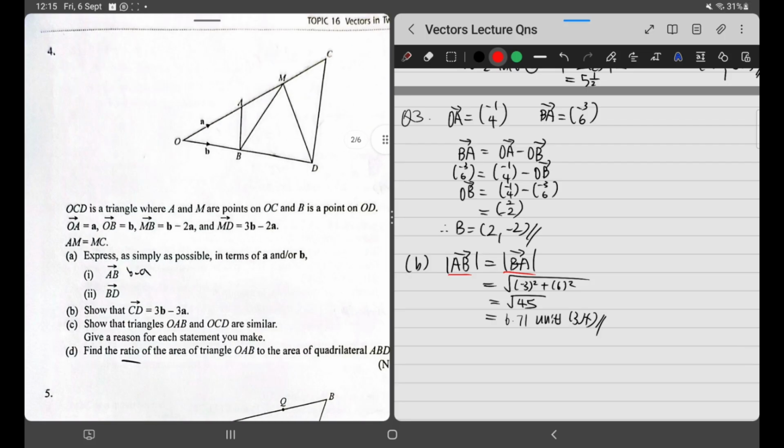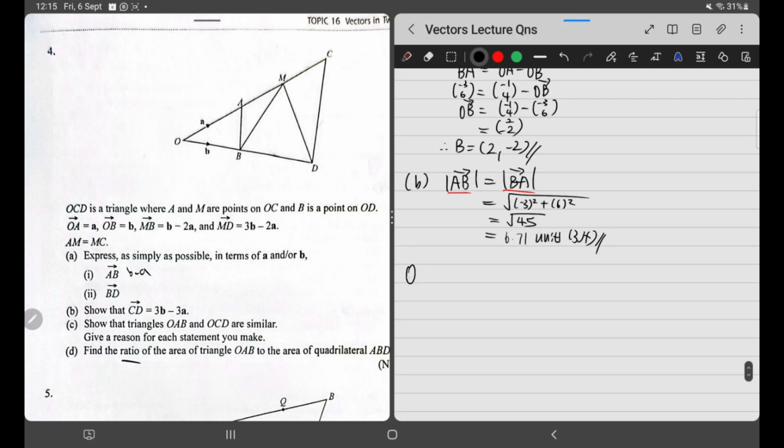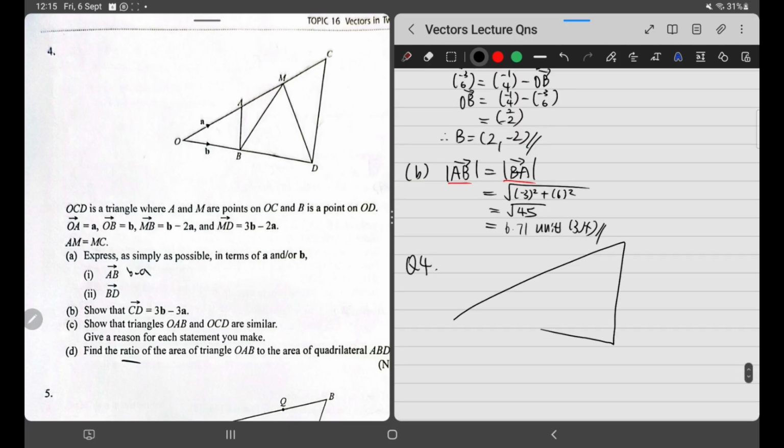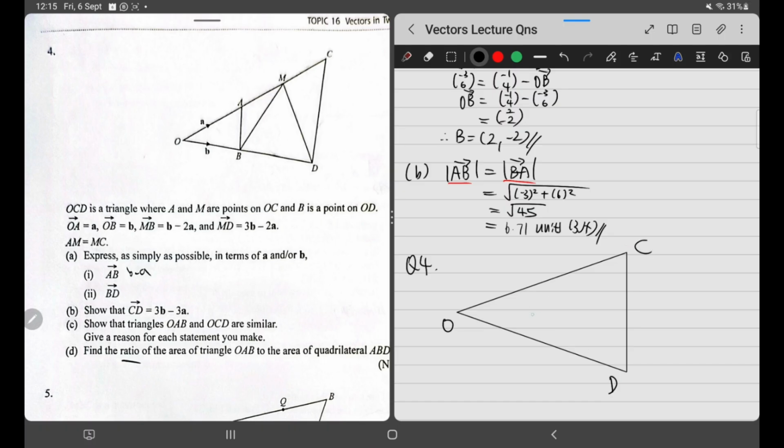Okay, question 4. Then the rest we will do during our tutorial session together. So you have this entire triangle over here. Okay, let me draw more accurately. O, D, C, right? And then here is B. A, B, and D. Here is A, here is B.